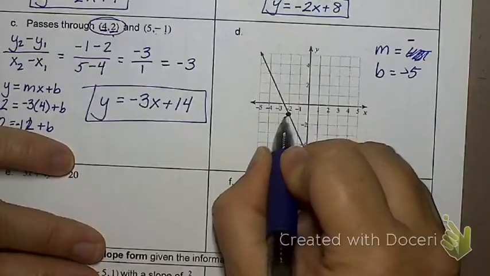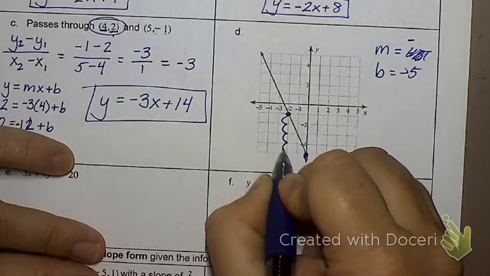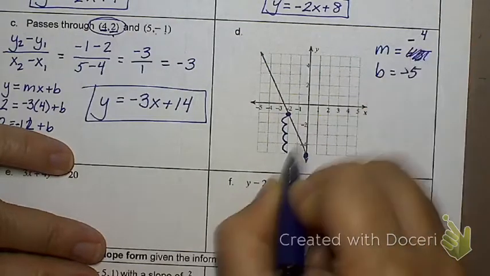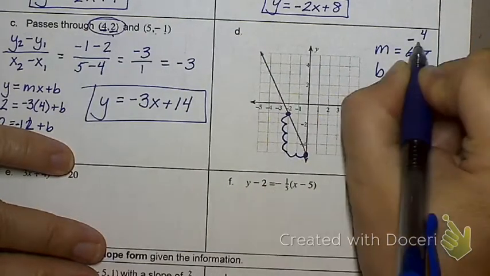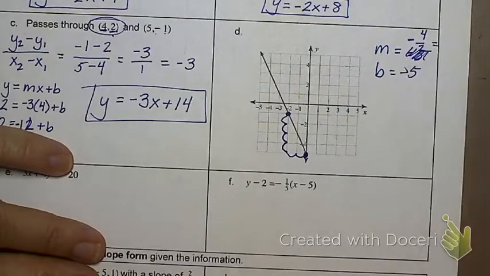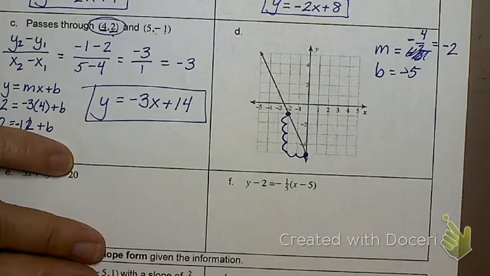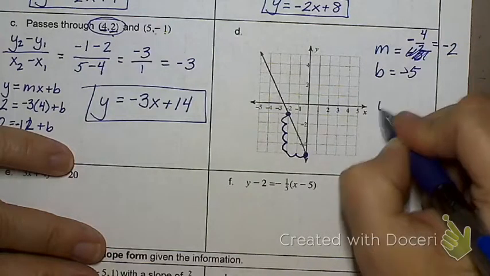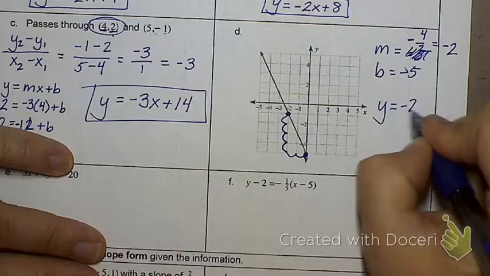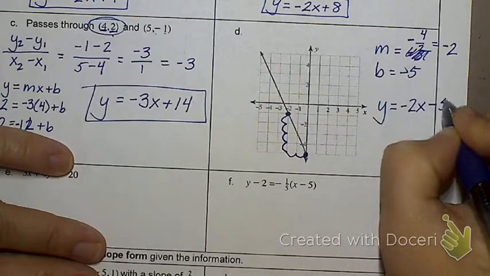So now I'm going to do my rise value, which would be 4, and my run value, which is 2. And what is negative 4 over 2? Negative 2. So there's my slope, there's my y-intercept. My equation is y equals negative 2x minus 5.